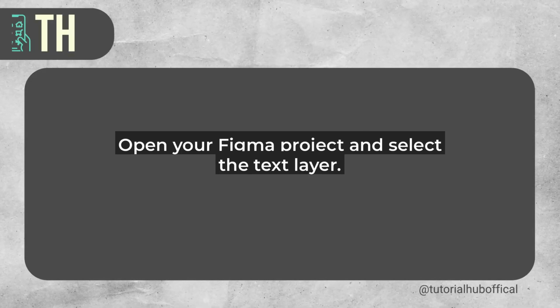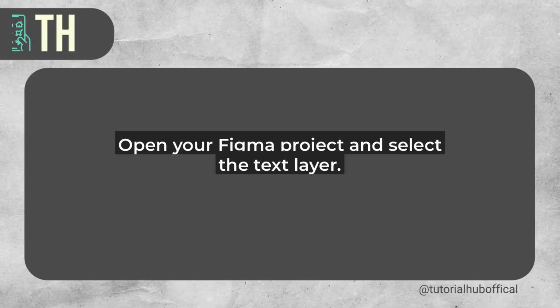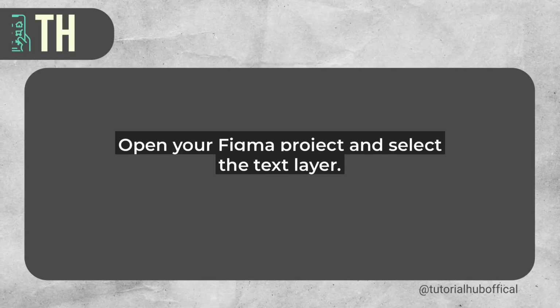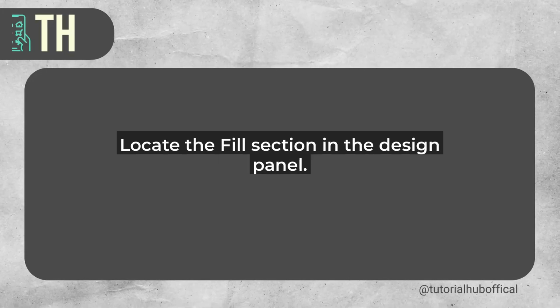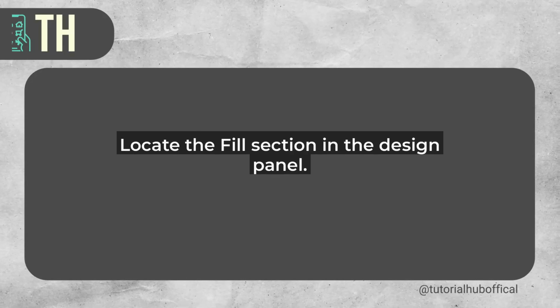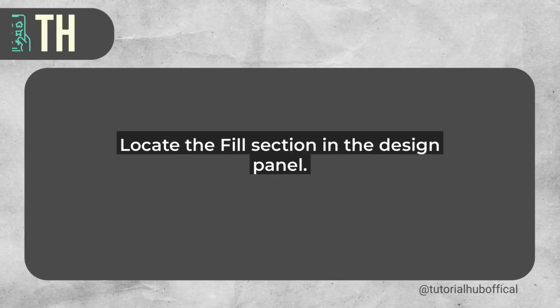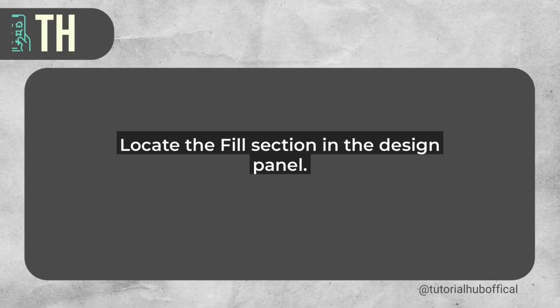First things first, make sure you have Figma open and your project loaded. If you're new to Figma, it's an intuitive design tool that's free to use and packed with features for collaborative work. Now, locate the text layer you want to edit. You can do this by selecting the text frame in your canvas or using the Layers panel on the left side. Once your text is selected, head over to the right-hand Design panel.